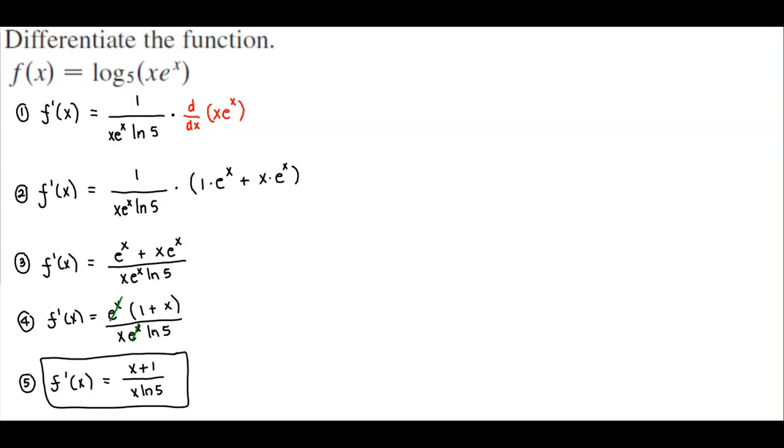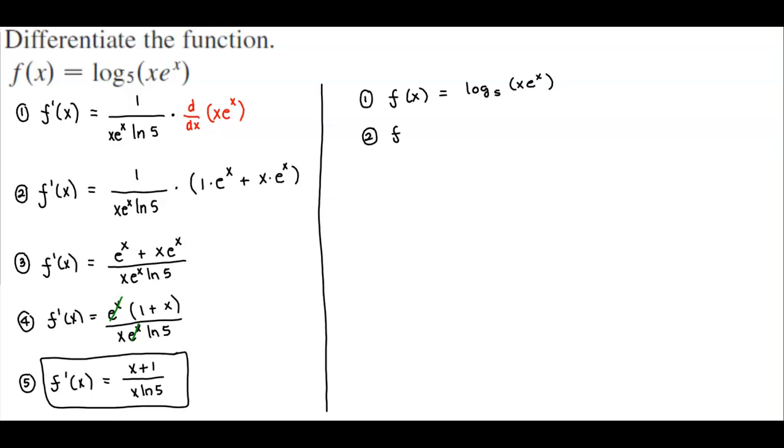Now, we could also solve this in another way. Doesn't mean that we have to do it that way. So another solution is that we can change the form of the function by using logarithmic properties. So if we take a look at the first step here, we have f of x, which is the log base 5 of x e to the x. And so we can expand that first before we take the derivative to be the log base 5 of x plus the log base 5 of e to the x.